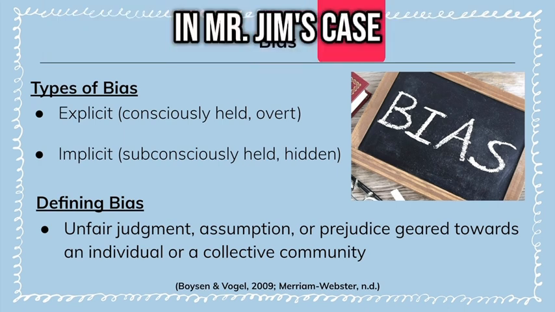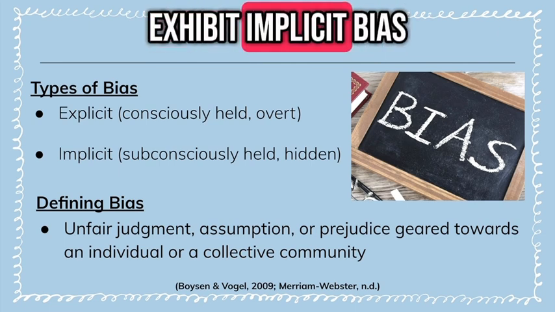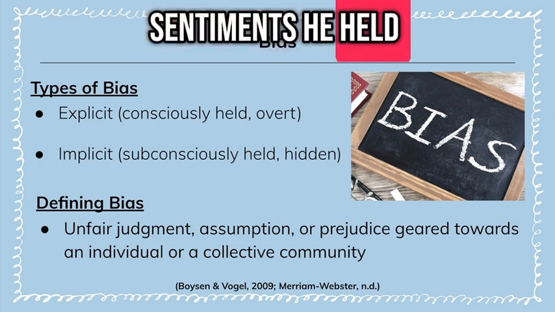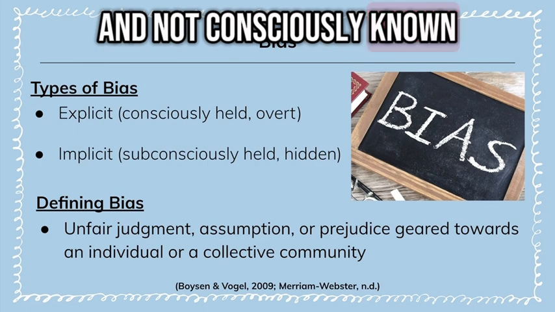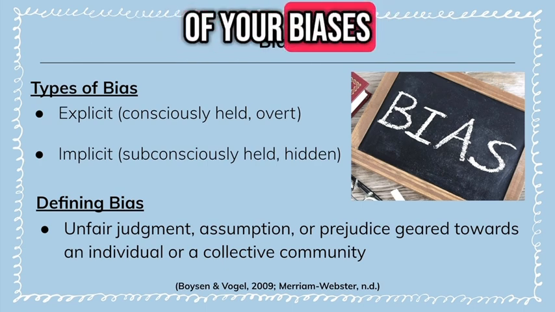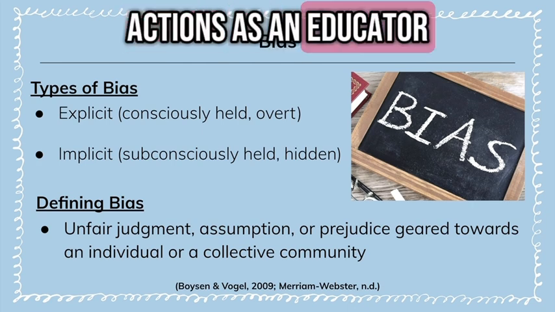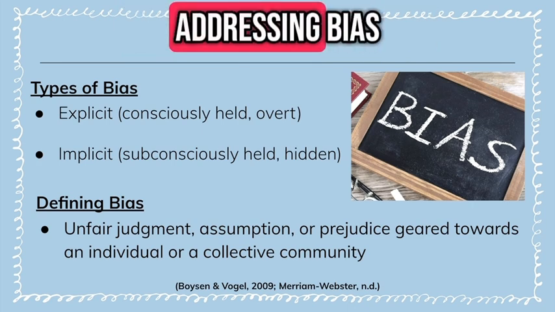In Mr. Jim's case, his previous experience with a student caused him to exhibit implicit bias towards Tom. Mr. Jim was unaware of the sentiments he held, which means that they were subconscious and not consciously known. The key is to remain aware of your biases and to try to prevent biases from influencing your actions as an educator. In order for this to occur, educators should begin addressing bias.